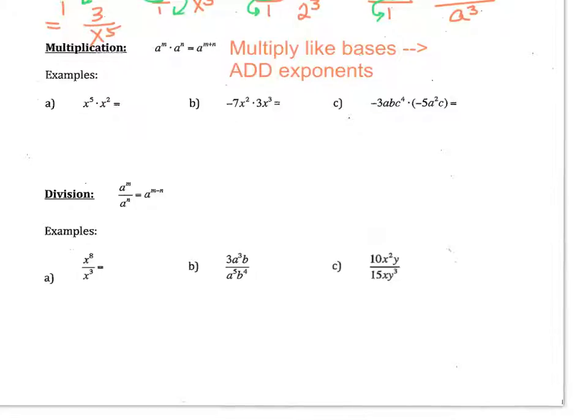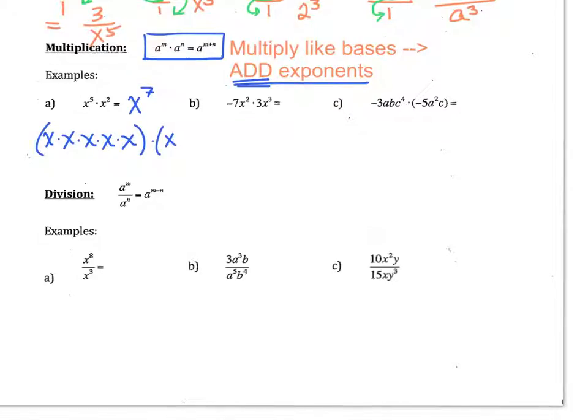Okay, the next rule is when you have like bases and you're multiplying them together, the exponents are added. When you're multiplying like bases, you add the exponents. That means when you have x to the 5th times x squared, that's x to the 7th. Why does that make sense? Well, you have x times x times x times x times x. There's x to the 5th. And you're multiplying that by x times x. So what is that? Well, there's 7 x's being multiplied, which means you're basically just counting up the x's and getting x to the 7th.